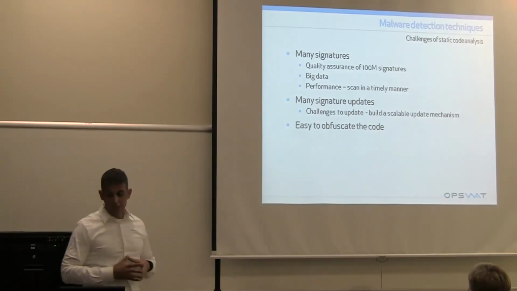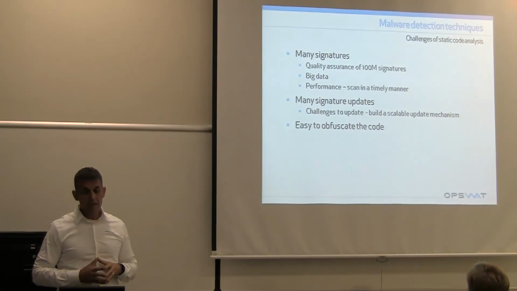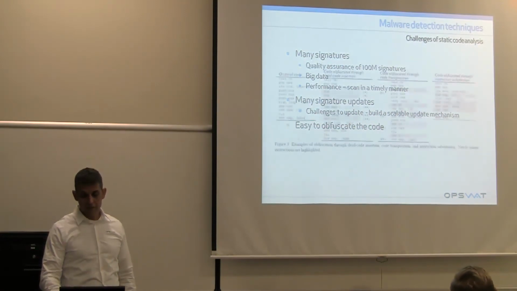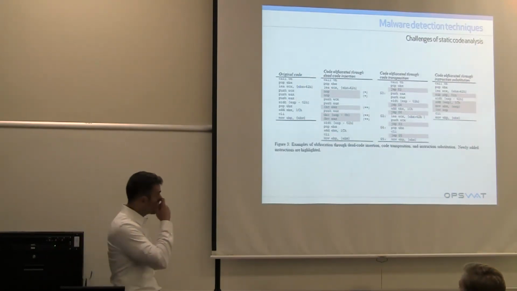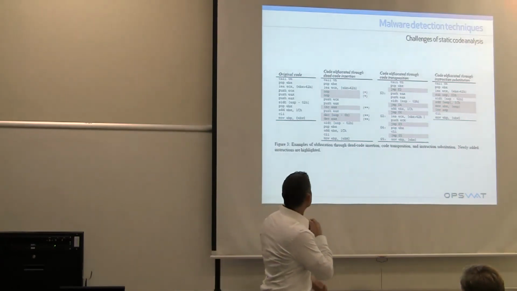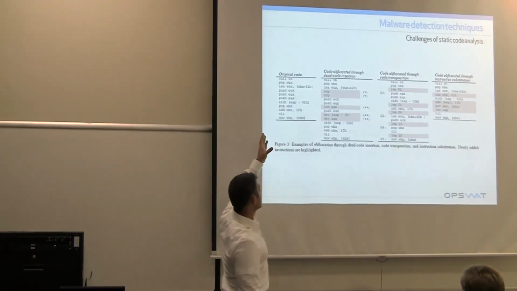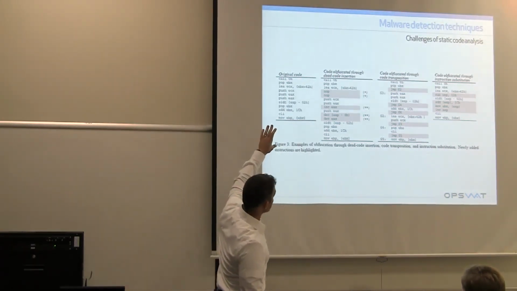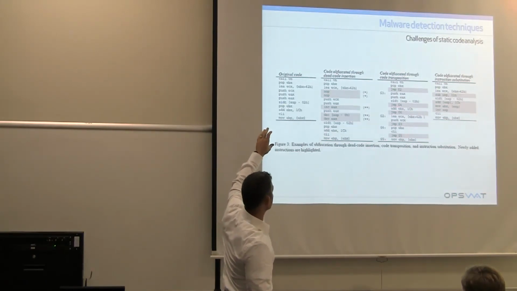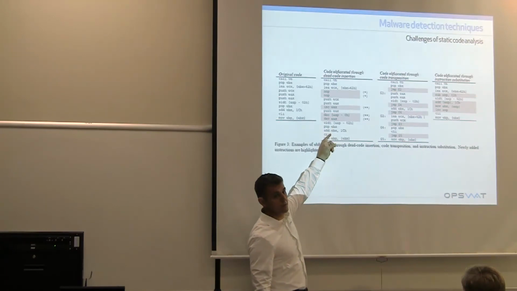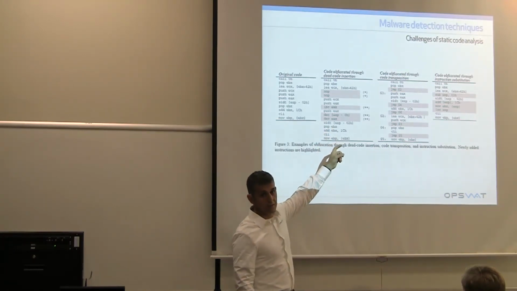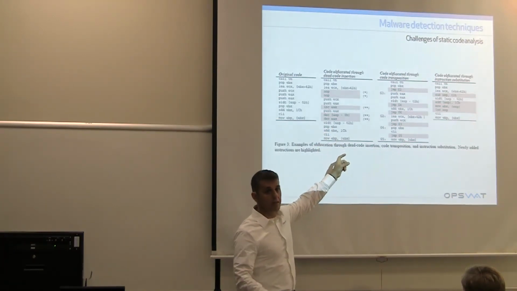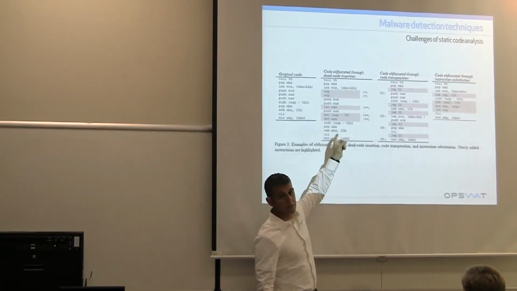And then there are many signature updates. And it's very easy to obfuscate the code. I'll give you an example. Let's take a look at this assembly code. That's actually a real virus, a setup of a virus that was the true analysis of a virus. And if you add no operands between the assembly codes, you change the signatures. You'll be surprised how many antiviruses will not be able to detect a virus if you just add no operands to it.